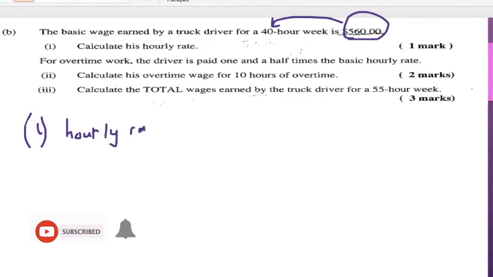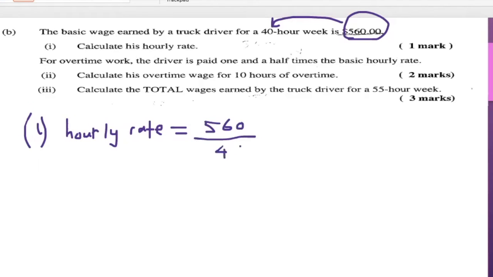So the hourly rate will be equal to the amount earned for the week, which is the basic wage, $560, divided by the hours that's worked, which is 40 hours. So dividing this, we will get $14. So this person is being paid $14 per hour.